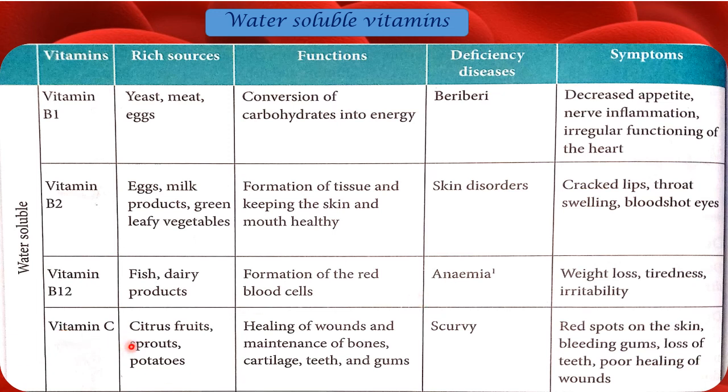Vitamin C. Most of the citrus fruits. What are the citrus fruits? Lemon, orange, sweet lime. All these are citrus fruits. Sprouts, potatoes. So just include more of these juices in your diet and you will have more vitamin C in your body. The deficiency disease seen here is scurvy. Symptoms are red spots on the skin, bleeding gums, loss of teeth, and poor wound healing. So anything related to your mouth, bleeding gums, or any kind of disorders of the teeth, you can identify that you lack vitamin C.